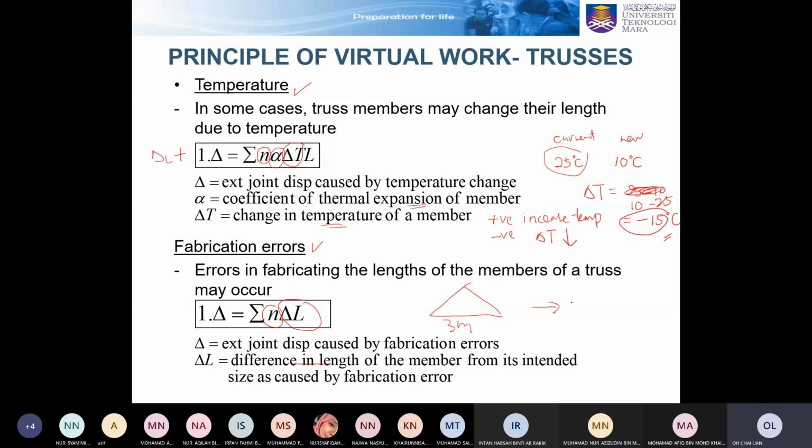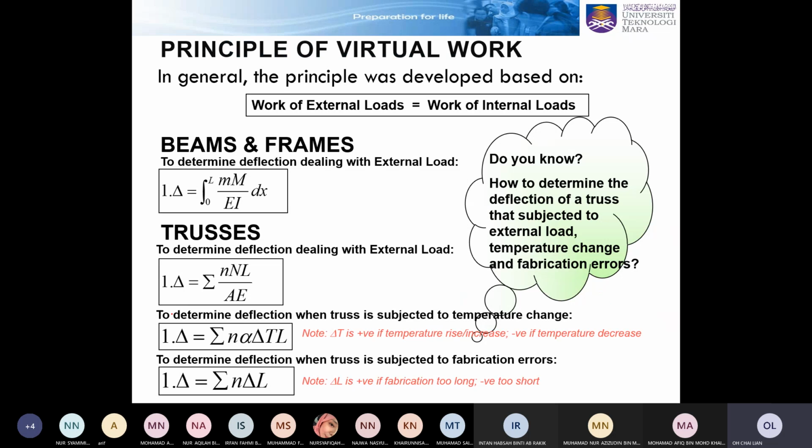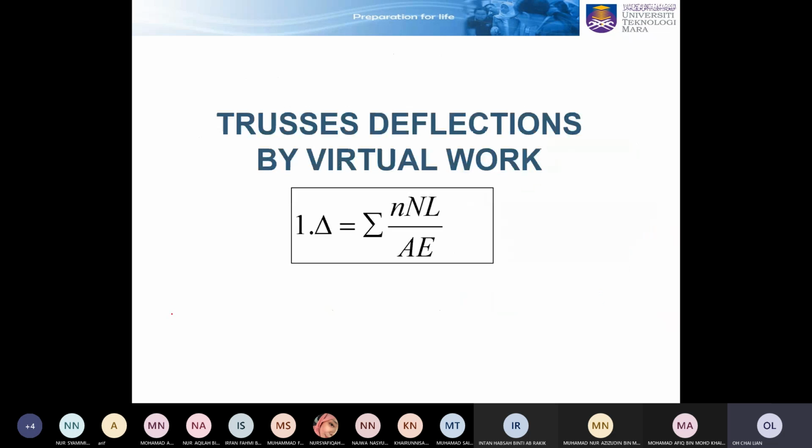But after construction, it becomes 3.001, let's say, meters. So is there any change? We are going to check later. Okay, so using this, plus, you need to add that. Without going more into this, I'm going to directly show you an example.